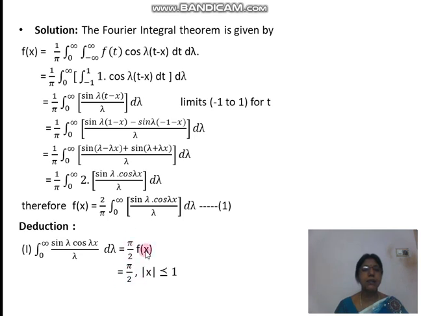What is f of x? f of x is equal to mod x when mod x is less than or equal to 1, otherwise it is 0. Take mod x less than 1. That means the x value is within −1 to +1, including 0, −0.1, +0.1, all the values from −1 to +1. For those values this integral value is pi by 2, which is the first deduction. See the next deduction.